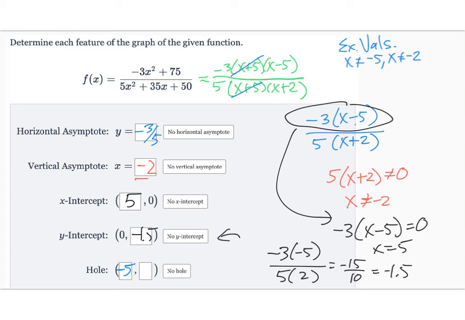And then finally, I got to plug negative 5 into my equation here to figure out what the y value for the hole is. We got negative 3 times negative 10 over 5 times negative 3. It's positive 30 over negative 15, negative 2.